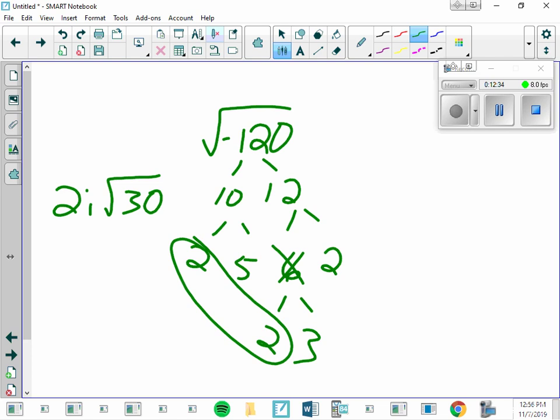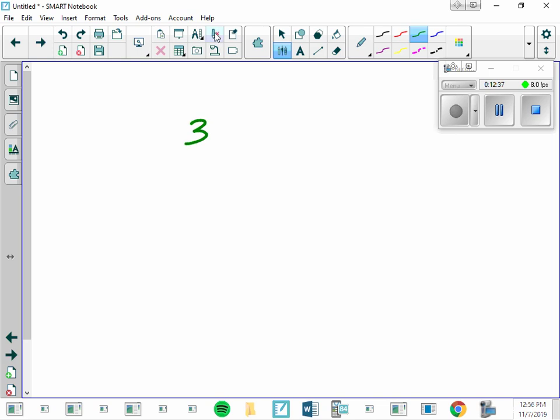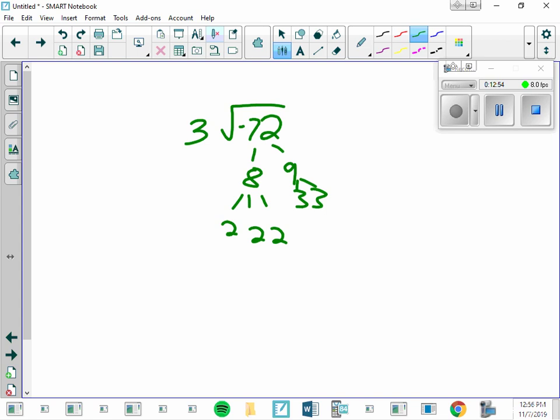Okay. What if I had 3 times the square root of negative 72? Well, 72 is 8 and 9: 2, 2, 2, 3, 3. What can I bring out? A pair of 2's and a pair of 3's, and there's already a 3 out there. So I bring out a 2 and a 3, which makes 6. And there's already a 3 out there, which makes, not 9, we're multiplying, 18. So 18i square root of 2.